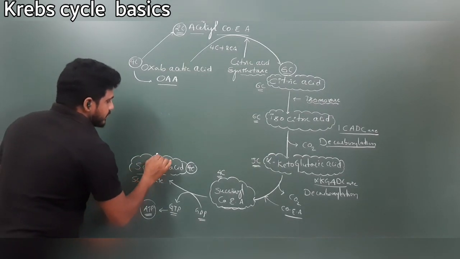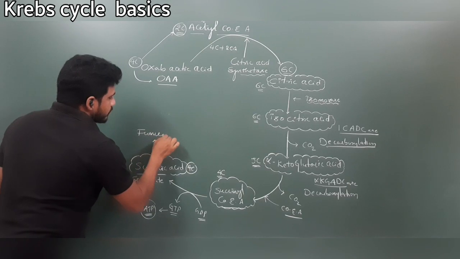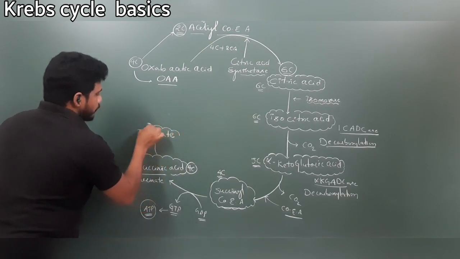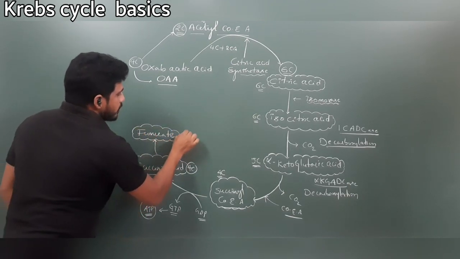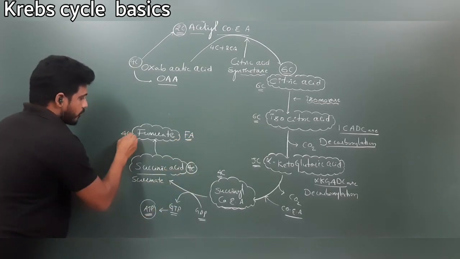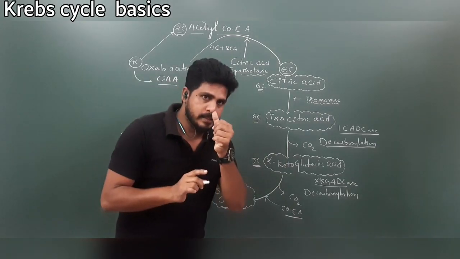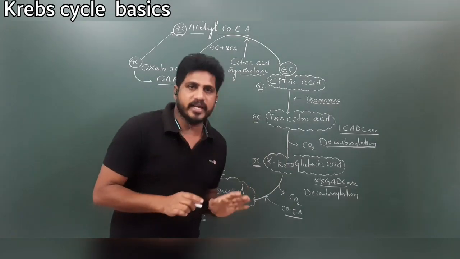Then this succinic acid becomes fumarate. What is this? Fumarate is also called fumaric acid. Fumaric acid is also 4 carbon. Means no carbon is released here. Means the decarboxylation process was not happening.